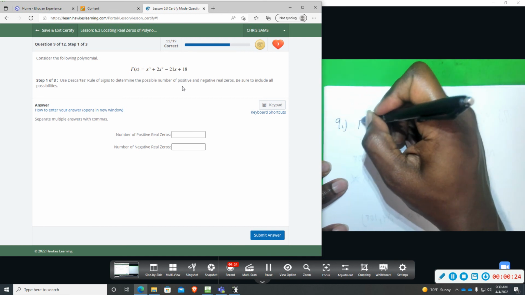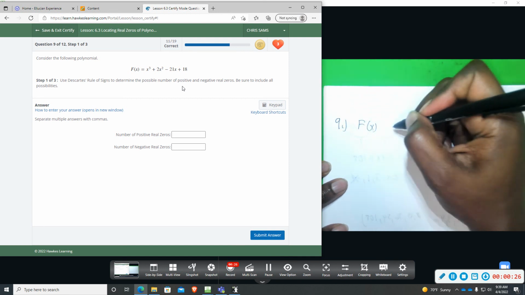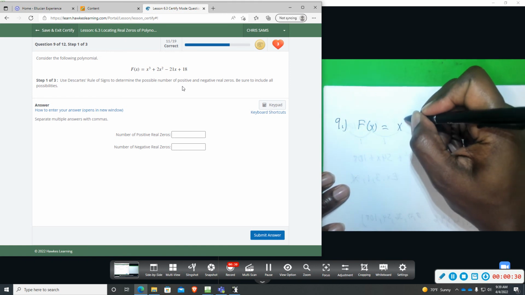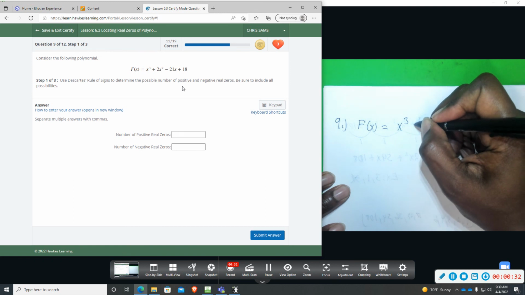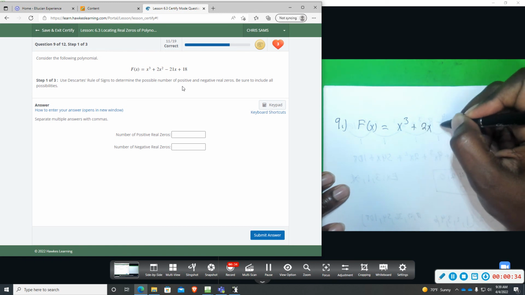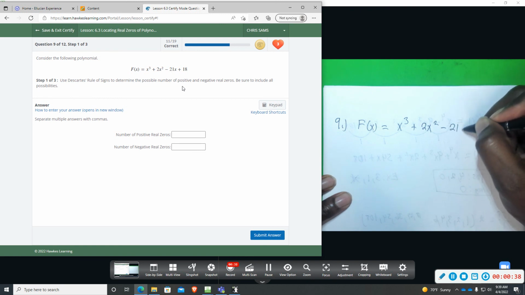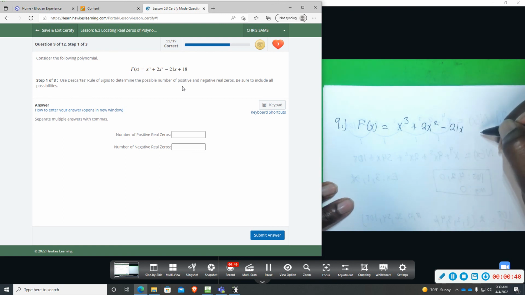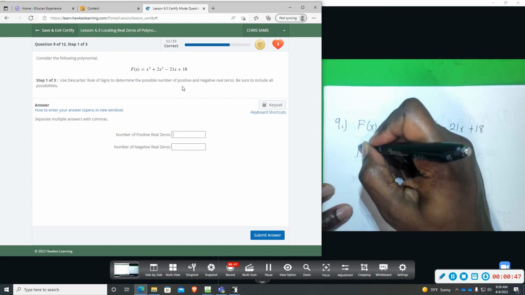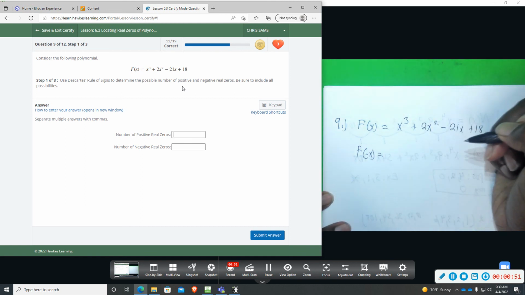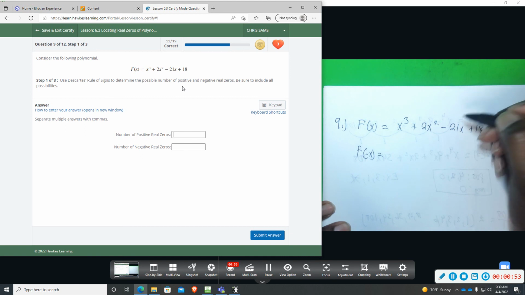We have f of x, and that is equal to x cubed plus 2x squared minus 21x plus 18. Okay, and then f of negative x, we're going to change the signs of the odd terms only.